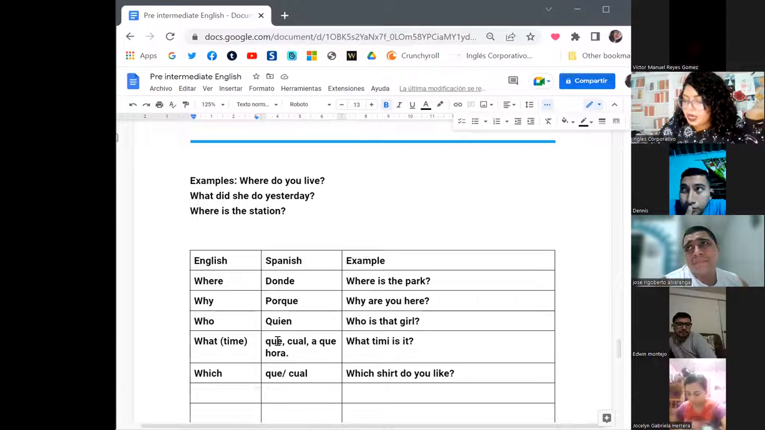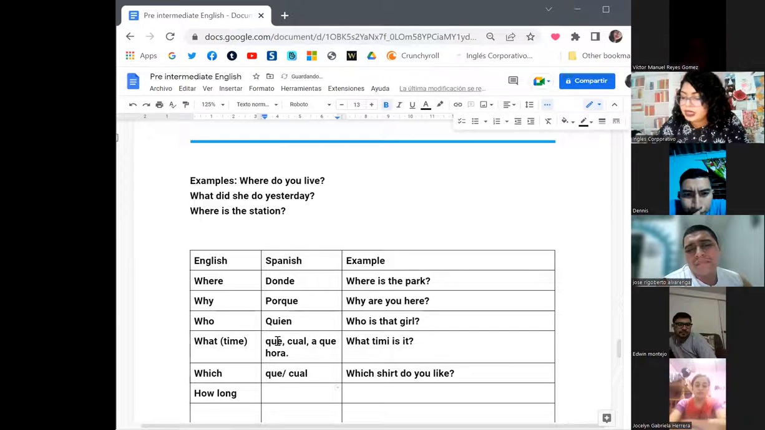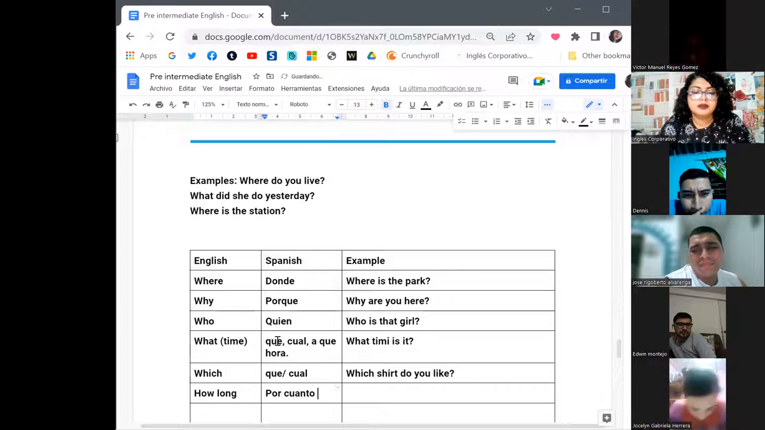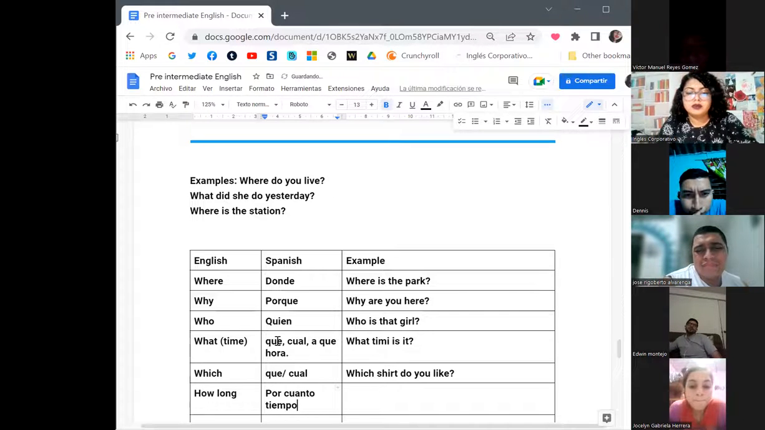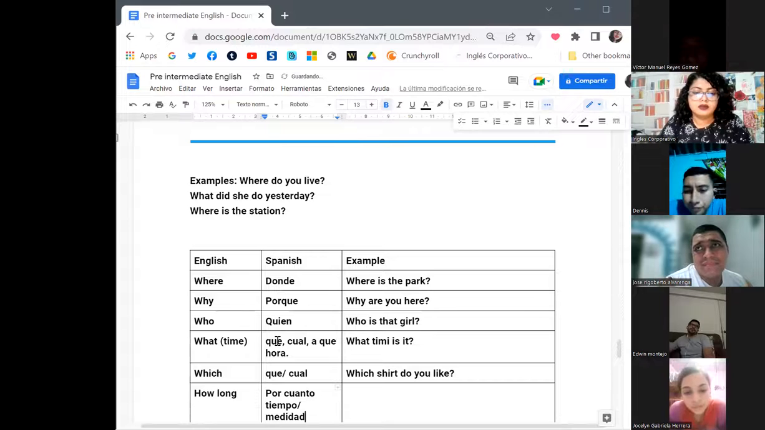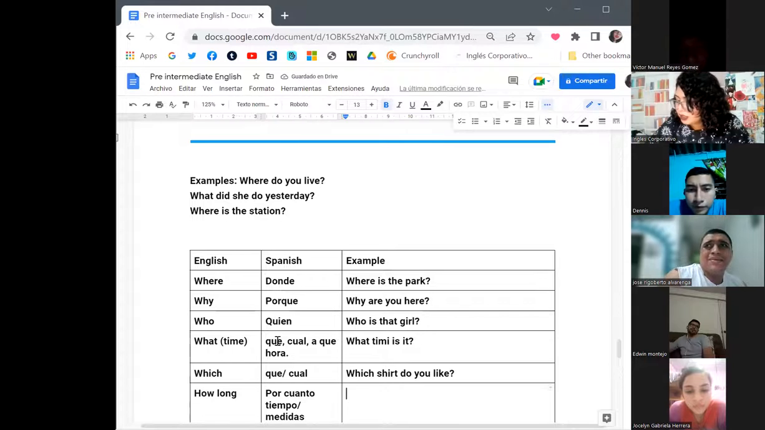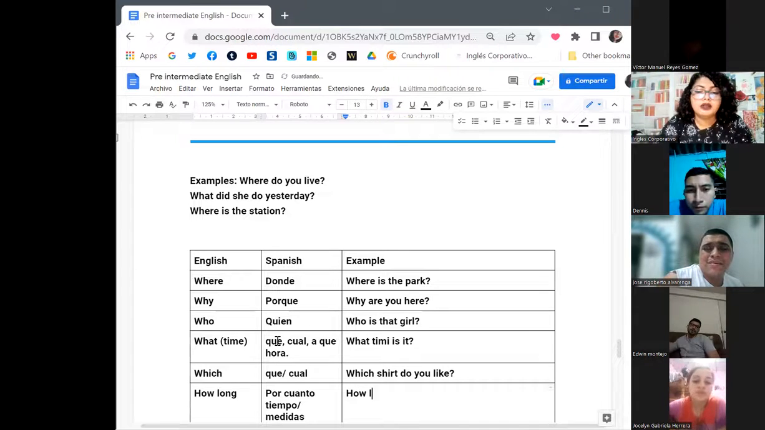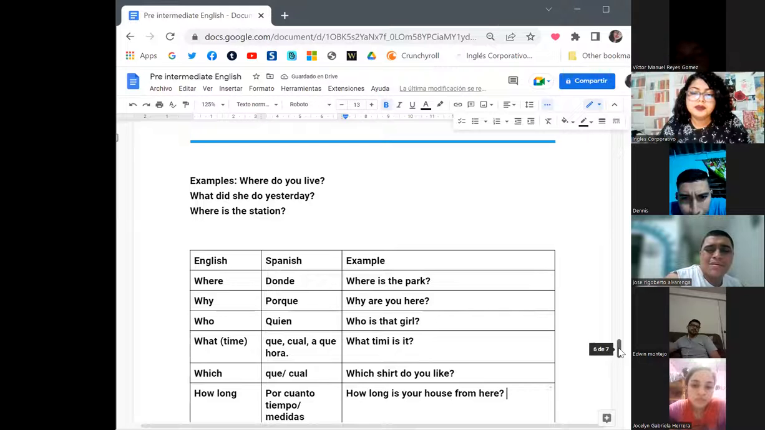Then we have how long? How long means por cuánto tiempo o cuando hablamos de medidas. And we have the example. How long is your house from here? ¿Qué tan lejos está tu casa de aquí?